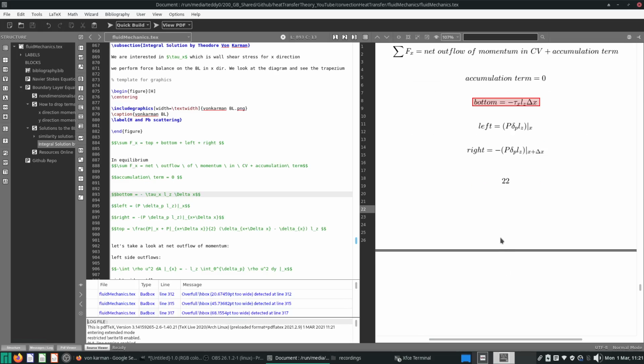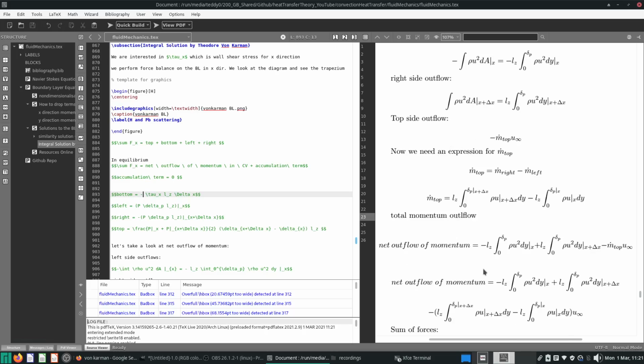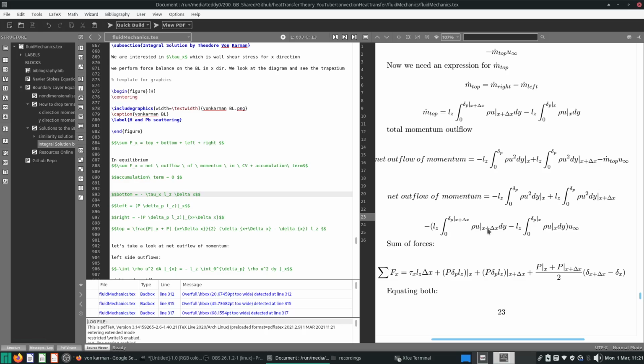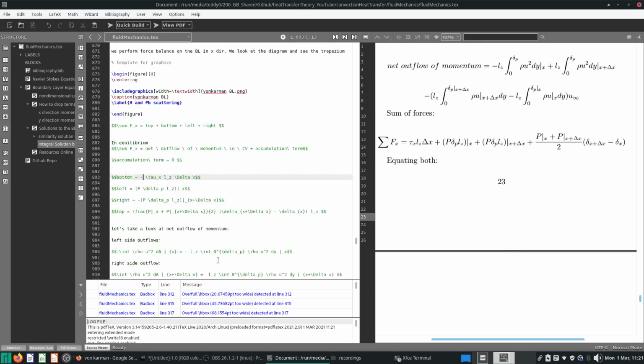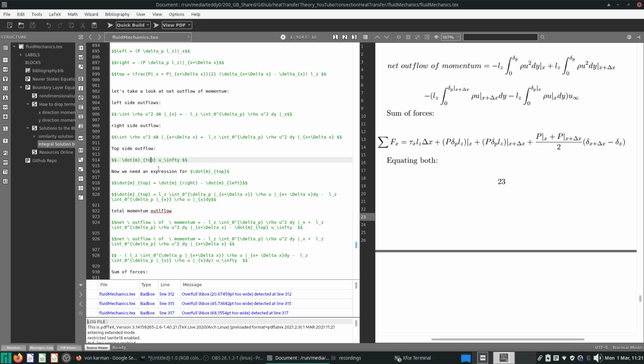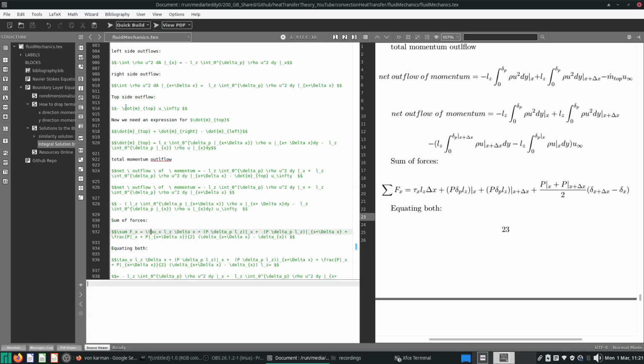Okay, so let's see how we need to correct everything. Okay, mass balance is quite the same. I believe momentum balance should also be okay. We did take into account the direction. Let's take a look at the sum of forces, which is right over here.